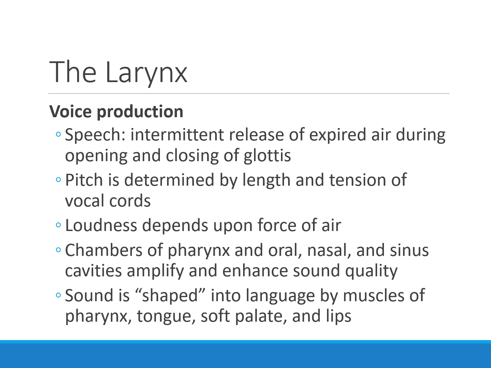So how is voice produced? Speech is actually the intermittent release of expired air during the opening and closing of your glottis. And so the pitch is determined by the length and the tension on the vocal cords. Loudness depends upon the force of air. So when you need to talk louder, you take a deep breath and you really can put your sound out there. The chambers of the pharynx and the oral and nasal and sinus cavities amplify and enhance the sound quality, and the sound is sharpened into language by muscles of the pharynx, the tongue, the soft palate, and the lips.